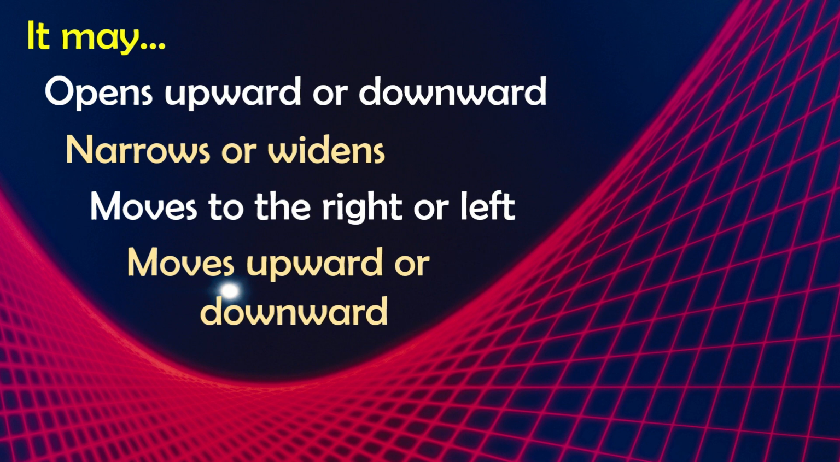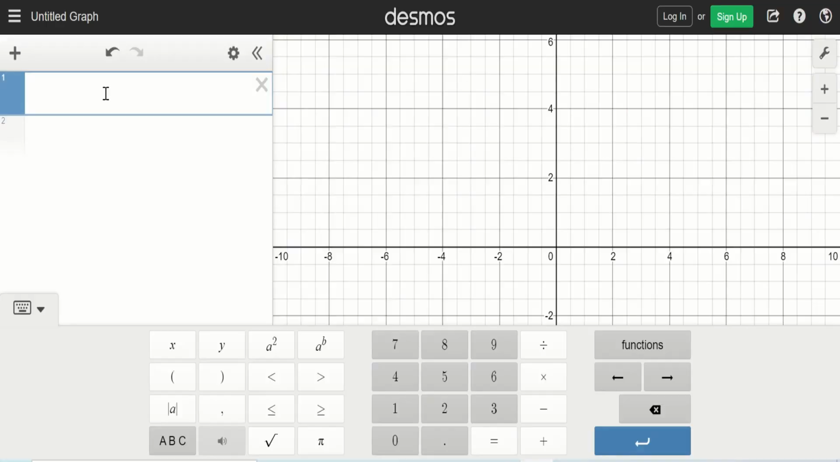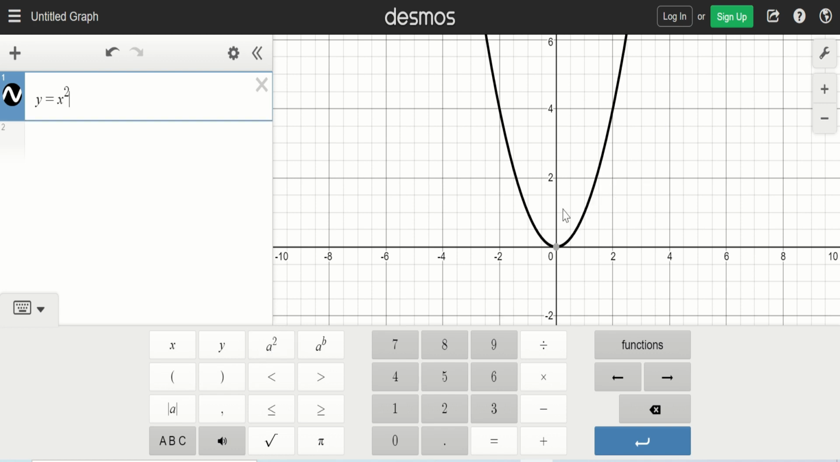Let us have this example. So I am here in the application DESMOS to illustrate different examples of graphs of a quadratic function. So let's say our graph is y is equal to x squared. So that is the graph of y is equal to x squared.